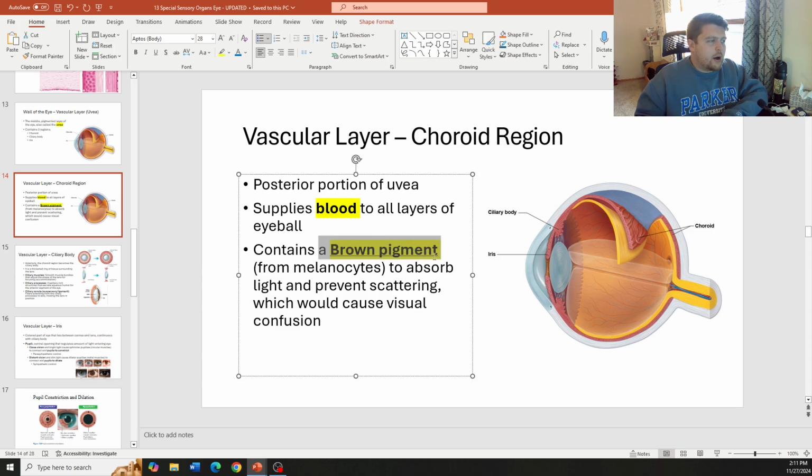And it contains a brown pigment from melanocytes in order to absorb light and also prevent scattering, which would cause visual confusion. When you hear that word scattering, I want you to think of a disco ball. That's what it's referring to, scattering. Sometimes if light goes in and it hits things at just the right angle, it can bounce off. And so you can get light going all over the place. And that would cause a lot of confusion in the brain as it tries to process all of that information. So it does a good job. It absorbs the light after it hits the retina to prevent it from going all over the place and our brain getting confused.